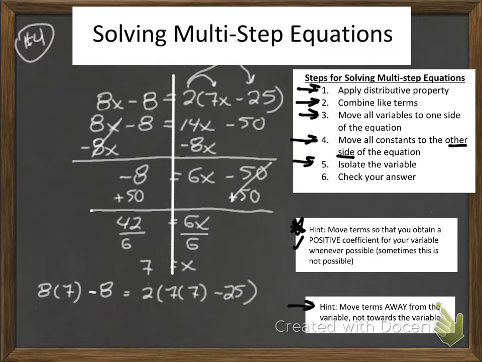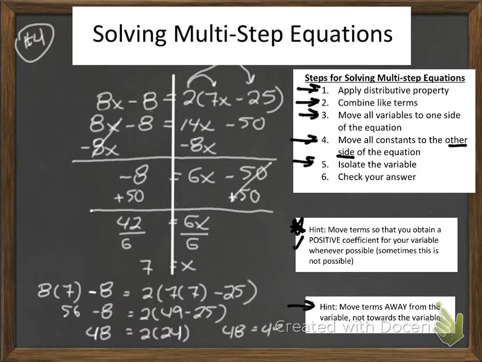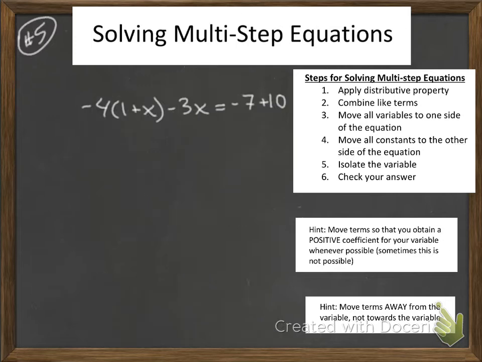Okay, so I have 56 minus 8 is equal to 2 times the quantity, 49 minus 25. 56 minus 8 is 48, and 2 times 24 is also 48, so we end up with 48 is equal to 48, so that checks out. Let's do another example.